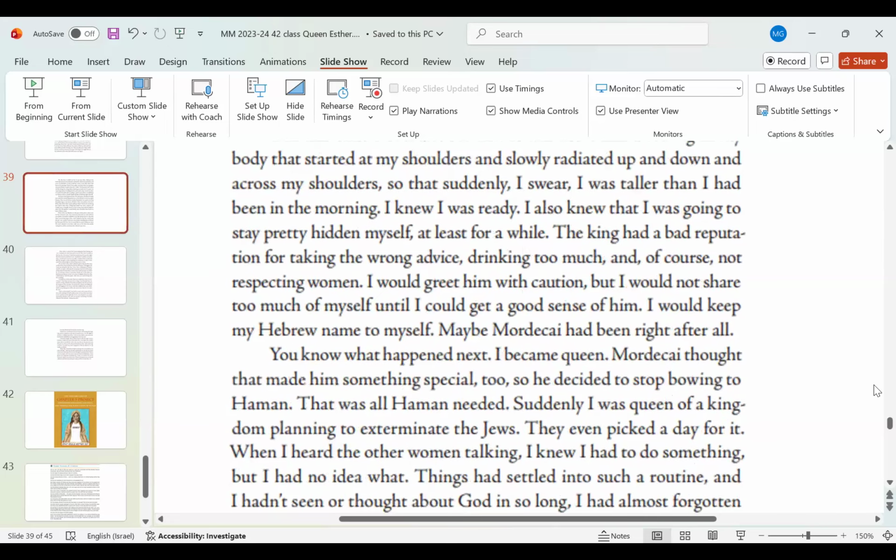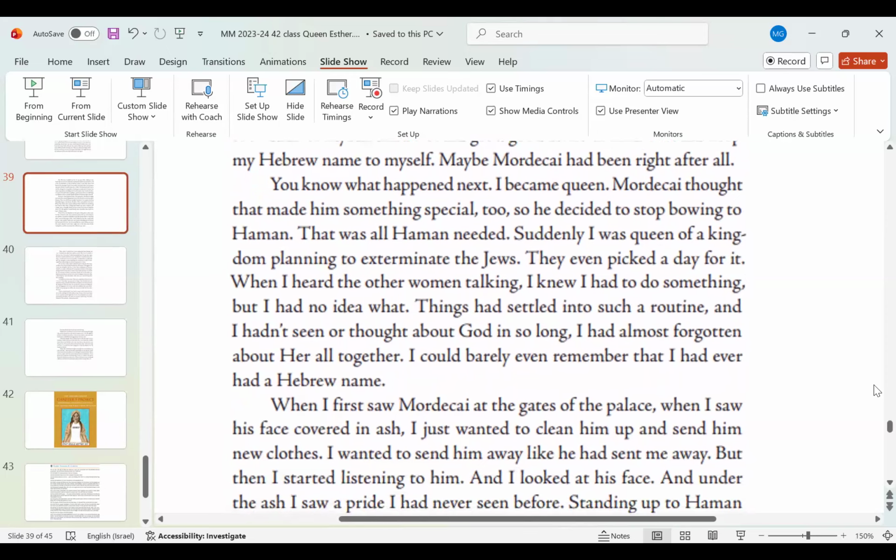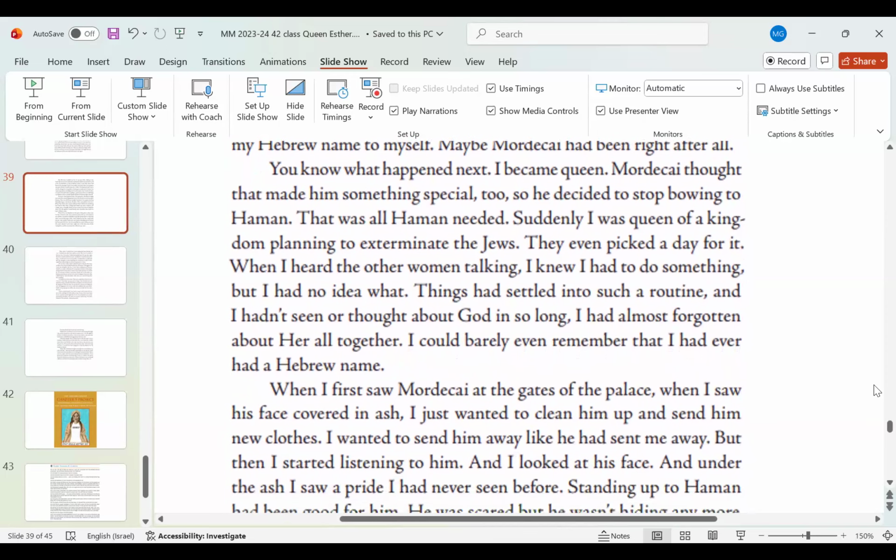You know what happened next. I became queen. Mordecai thought that made him something special too, so he decided to stop bowing to Haman. That was all Haman needed. Suddenly I was queen of a kingdom planning to exterminate the Jews. They even picked a day for it.